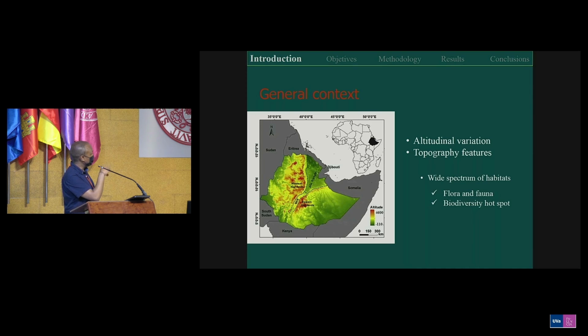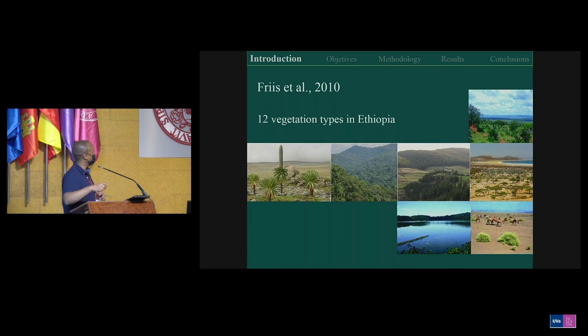So this wide altitudinal variation and topographic features provide the country with a wide spectrum of habitats in which different flora and fauna can be found. And this situation also makes the country one of the biodiversity hotspot areas in the world.